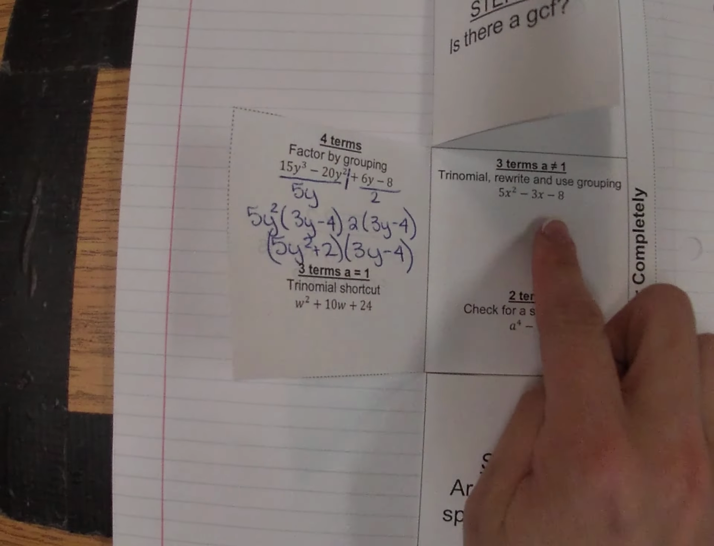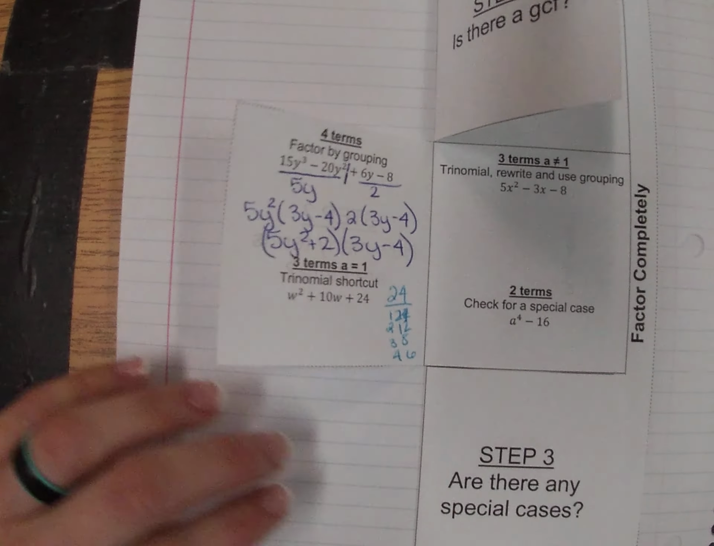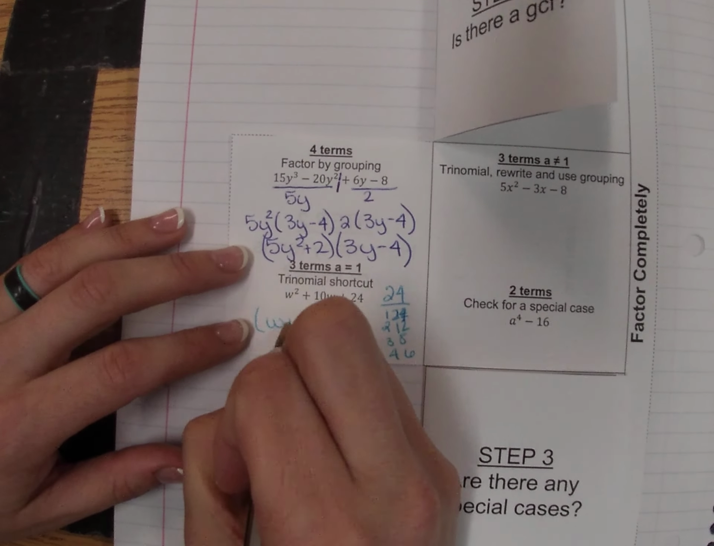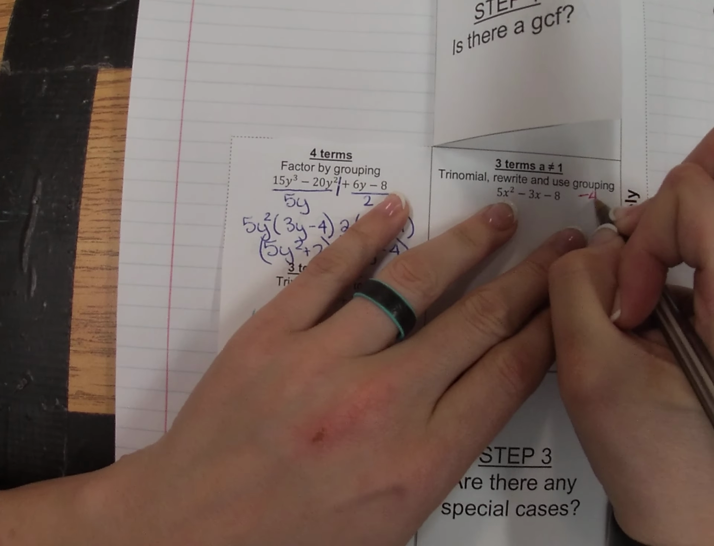If it has 3 terms, then we're checking to see, does A equal 1 or does A not equal 1? If A does equal 1, we know we can use our trinomial shortcut where we're finding our factor pairs: 1 and 24, 2 and 12, 3 and 8, 4 and 6. That's going to end up being our set. So we know we can factor this into W plus 4 and W plus 6. If A does not equal 1, we don't have a choice. We have to go the long route. We have to multiply A times C and then go all the way through. So we'd say 5 times negative 8 is negative 40.